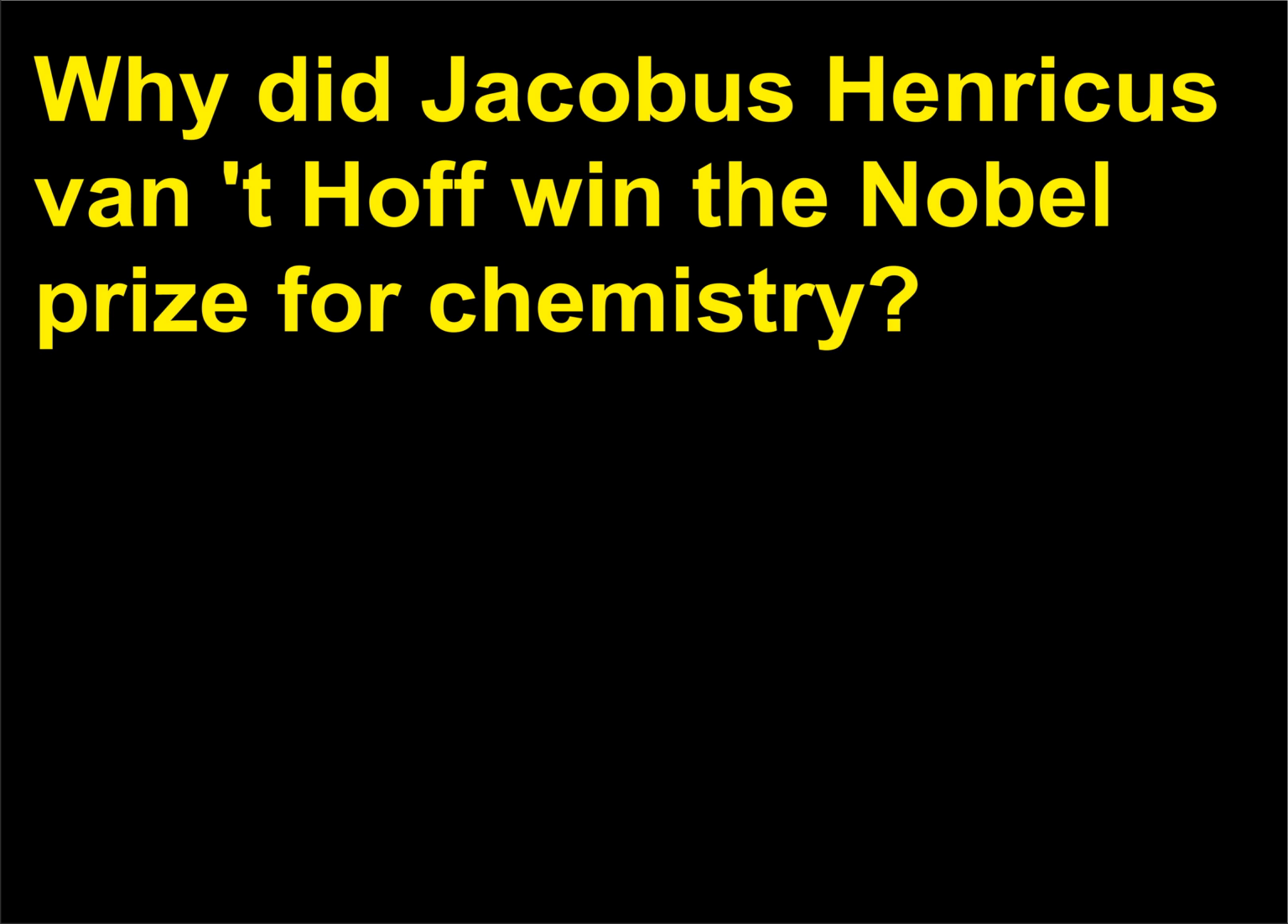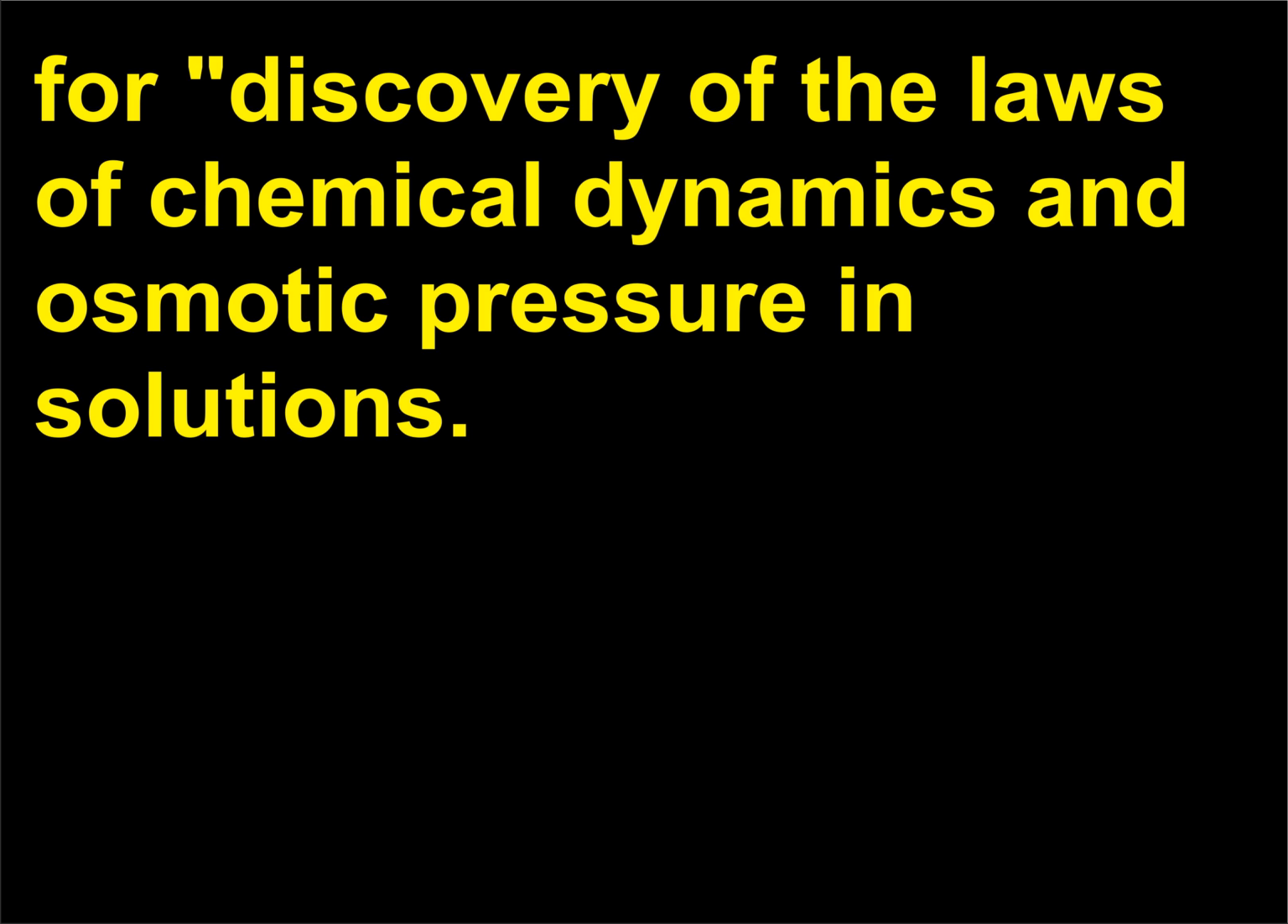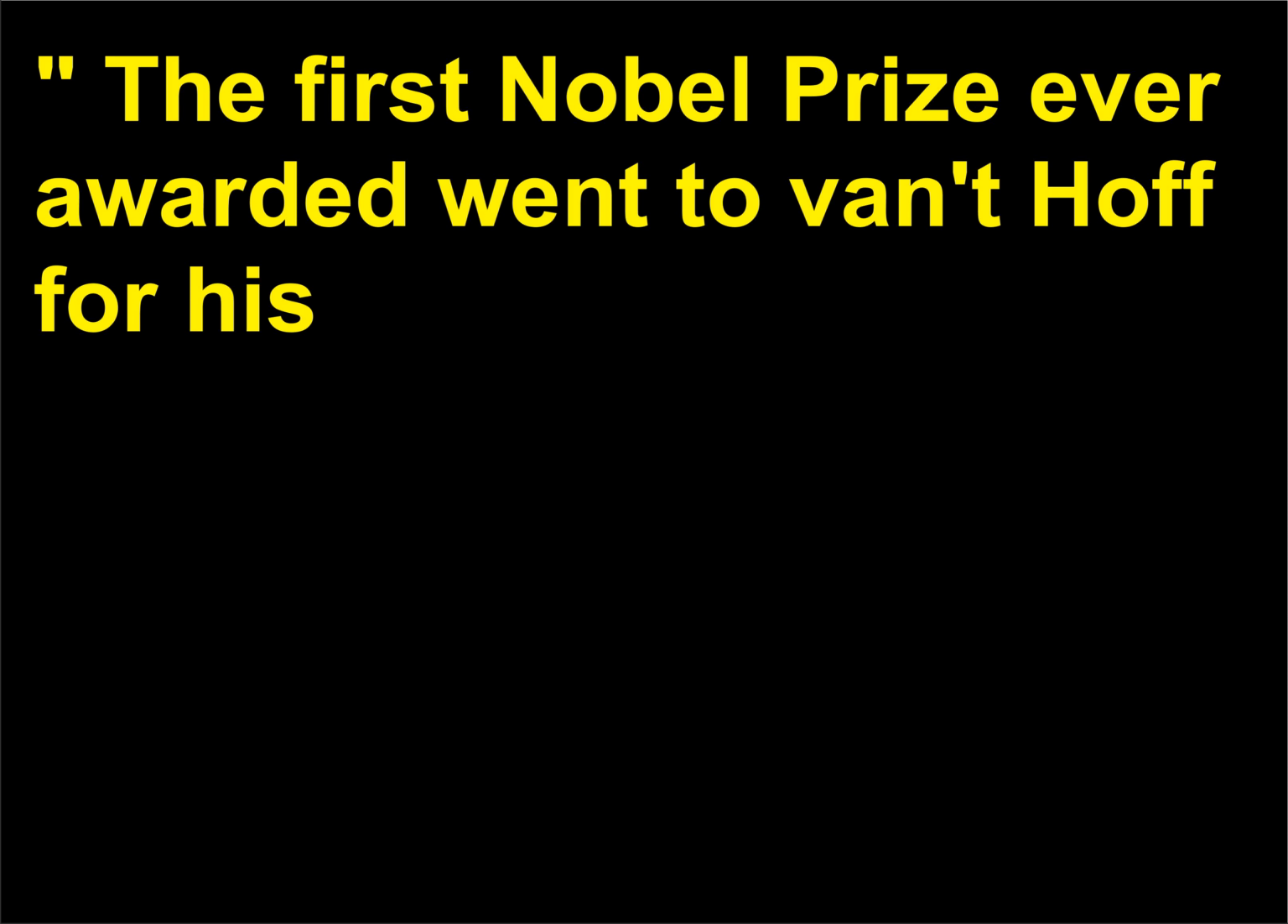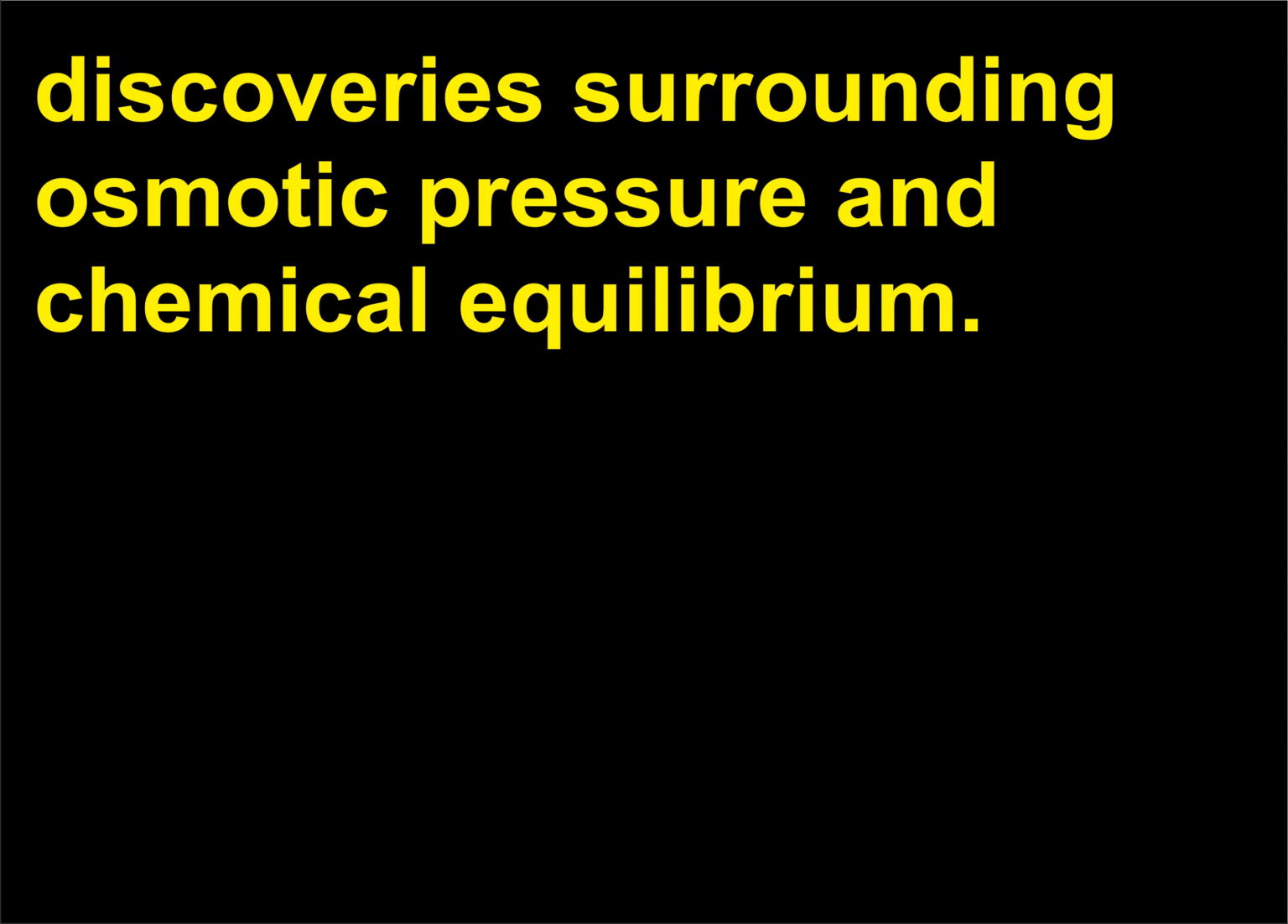Why did Jacobus Henricus van 't Hoff win the Nobel Prize for Chemistry? For discovery of the laws of chemical dynamics and osmotic pressure in solutions. The first Nobel Prize ever awarded went to van 't Hoff for his discoveries surrounding osmotic pressure and chemical equilibrium.